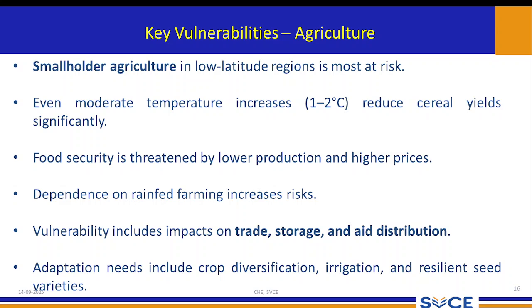Smallholder agriculture in low latitude regions is most at risk. Even moderate temperature increases of 1 to 2 degrees Celsius reduce cereal yields significantly. So you may think, what will actually happen if there is only 1 or 2 degrees Celsius? Every year it has been increasing, by 1.5 degrees Celsius minimum, because of global warming.